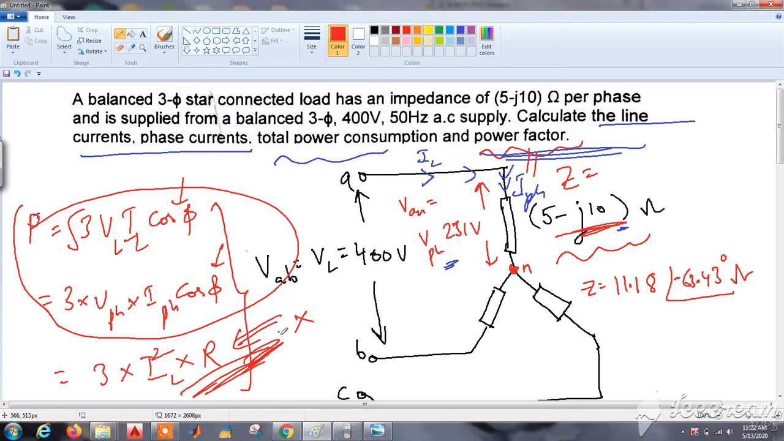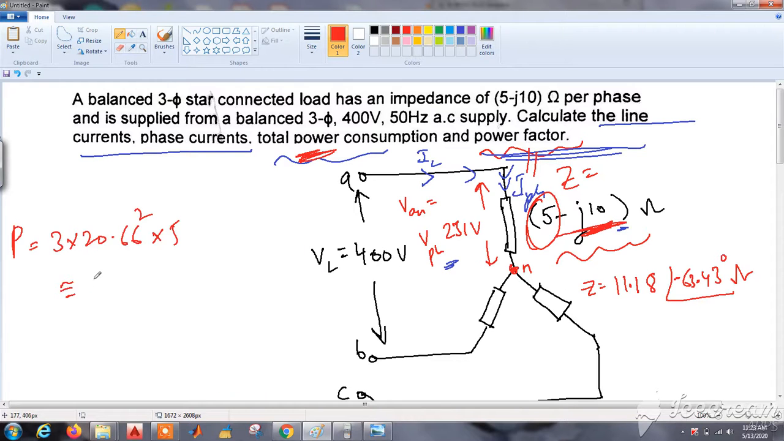Please note that the real power, that is P, is always associated with the resistive element only. Do not include any reactances, it may be inductive or capacitive. Don't include them. So approximately we are getting 6400 watts. The unit of power is watts.